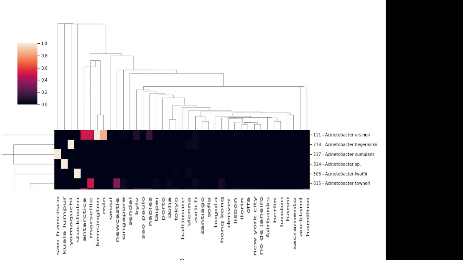In terms of subgroups, this is the same graph that I showed you before, but instead of species, now on the rows you have the different subgroups. Again, there is structure here, with mostly presence on the left and absence on the right. And this is the heat map. And this is a zoom of the heat map, showing again that something seems to be going on with these cities with respect to this subgroup of Acinetobacter ursinii.